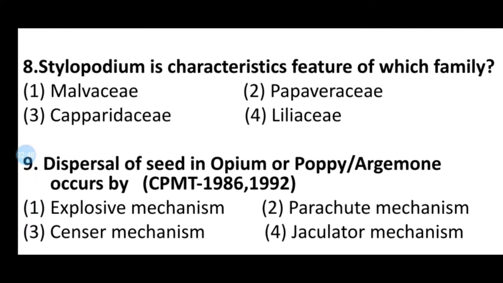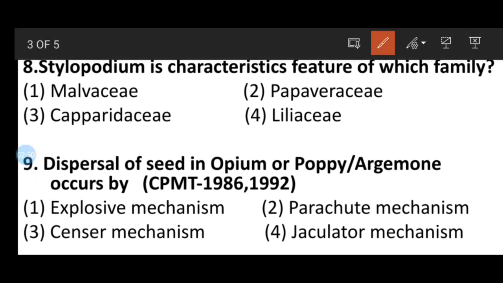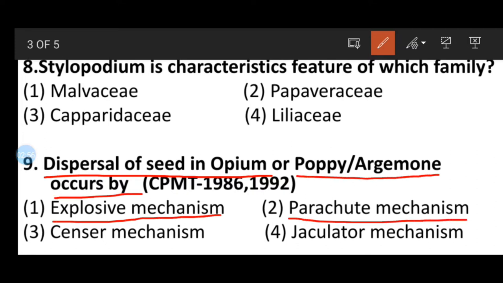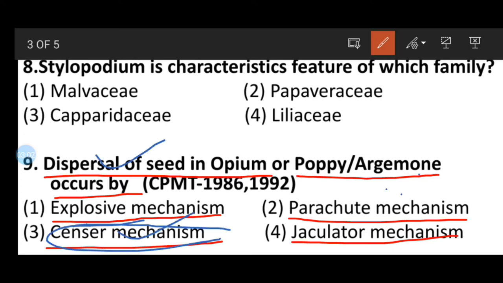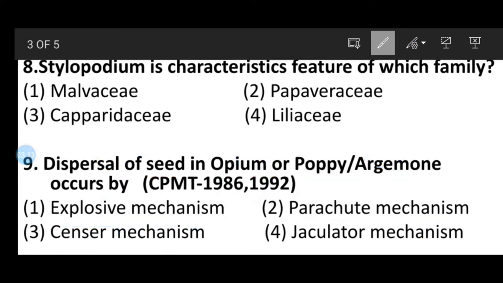Question number 9. Dispersal of seed in opium or poppy occurs by: option number 1 explosive mechanism, second is the parachute mechanism, third is the censor mechanism, fourth is the ejaculatory mechanism. So here the correct answer will be the censor mechanism. Through the censor mechanism, dispersal of opium or poppy generally occurs.